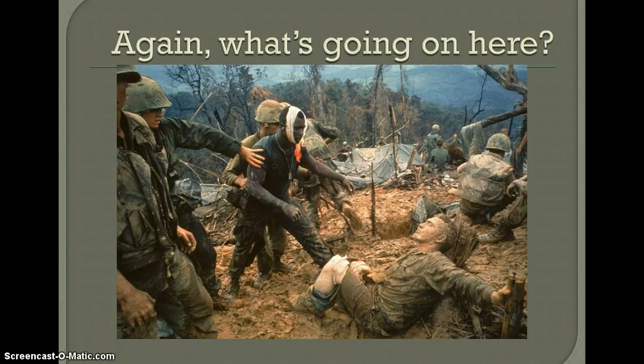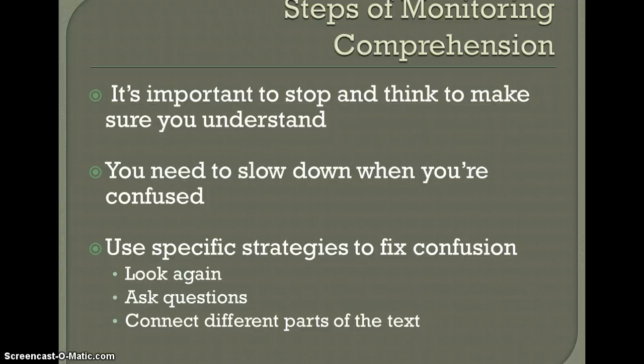Now that I've done all this, let's review those steps to monitoring comprehension that allowed me to make some meaning. It was important to stop and think to make sure I understood. I needed to slow down when I was confused, and I needed to use specific fix-up strategies, like looking again, asking questions, and connecting different parts of the text.